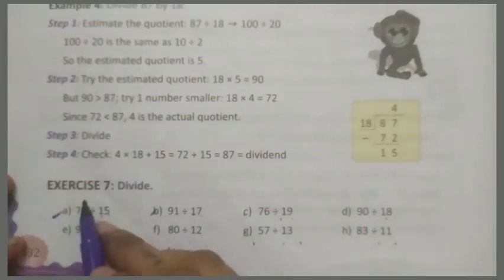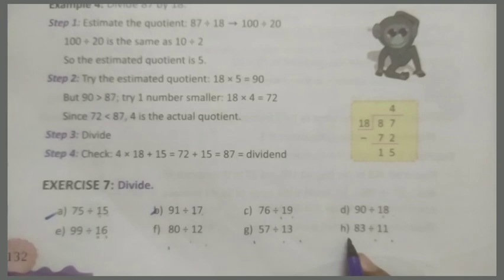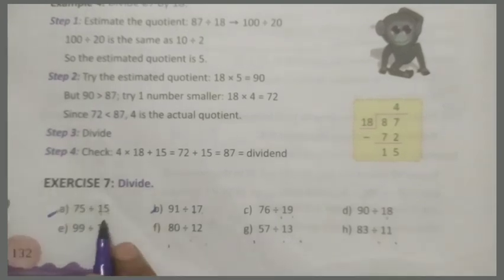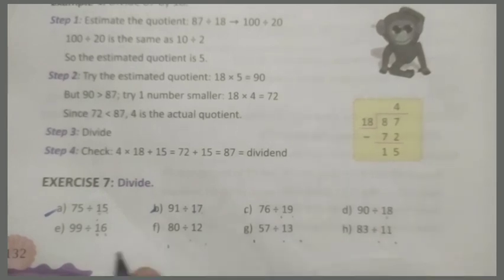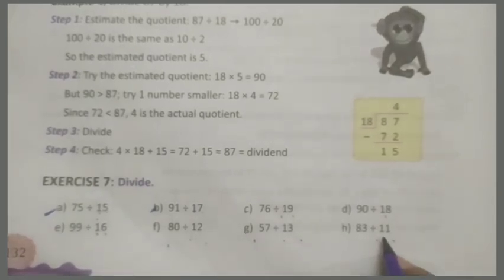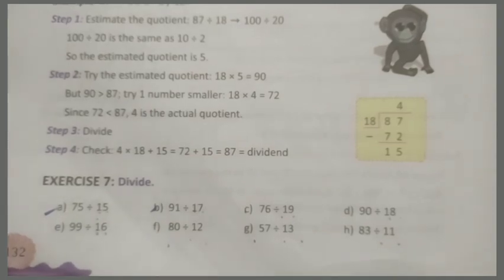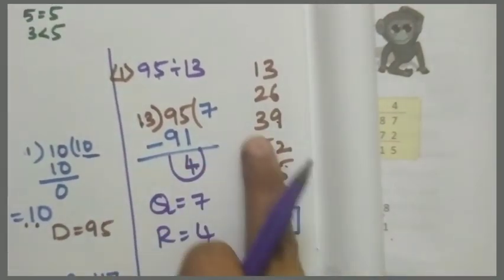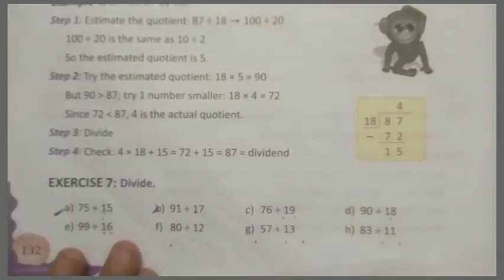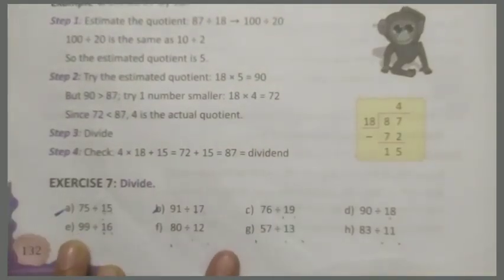For exercise 7, here 8 problems are there. In that, all 2-digit numbers are there: 15, 17, 19, 18, 16, 12, 13, 11. These all are below 20. If you know the 20 tables perfectly, then you can do these problems very easily in this method. So, learn 20 tables and do these problems.